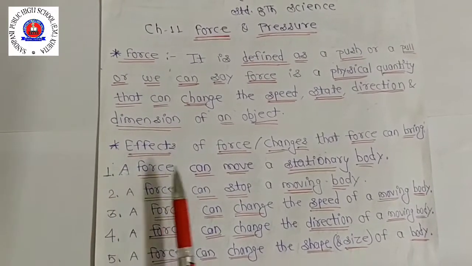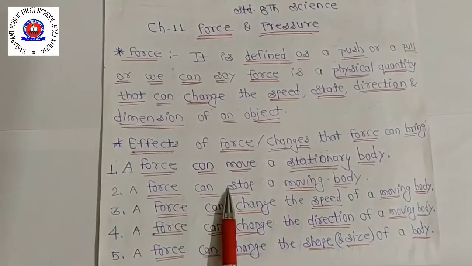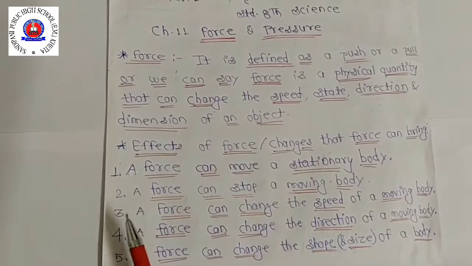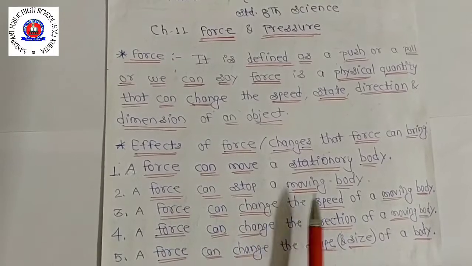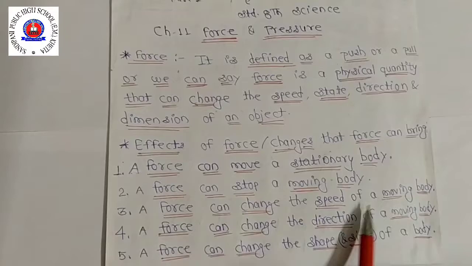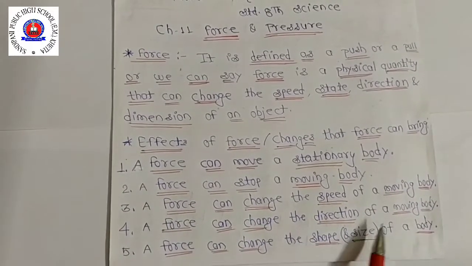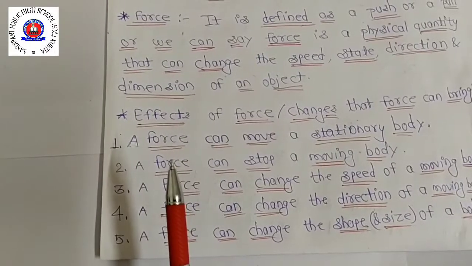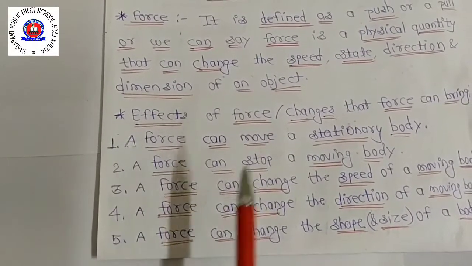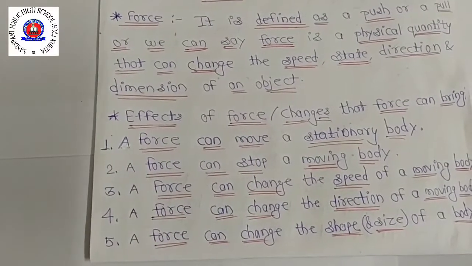A force can produce the following effects. First, a force can move a stationary body. Second, a force can stop a moving body. Third, a force can change the speed of a moving body. Fourth one, a force can change the direction of a moving body. Fifth, a force can change the shape and size of a body. So we will now give examples of all these effects produced by a force when it acts on a body or an object.